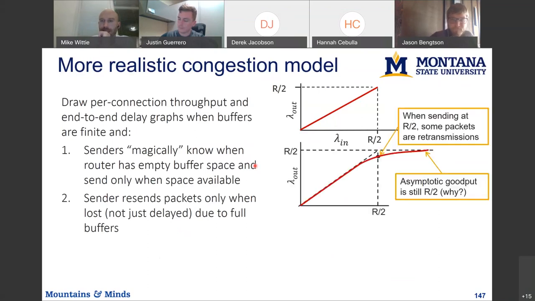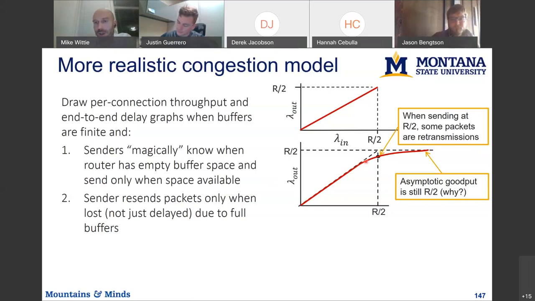Let's see if you have something like this. Okay. So when we're increasing the sending rate, initially this tracks the output rate as well. Now, what happens is that as both of the senders are approaching R over 2 input rate, we are starting to get some losses in that queue.